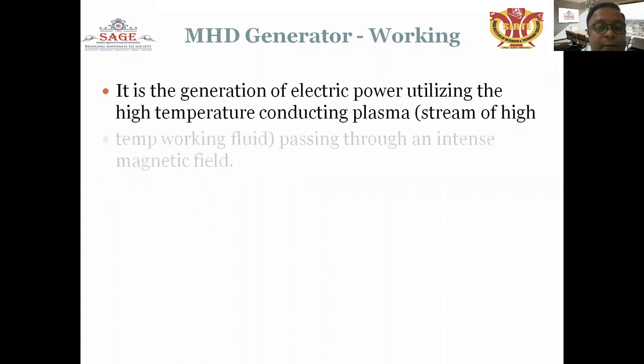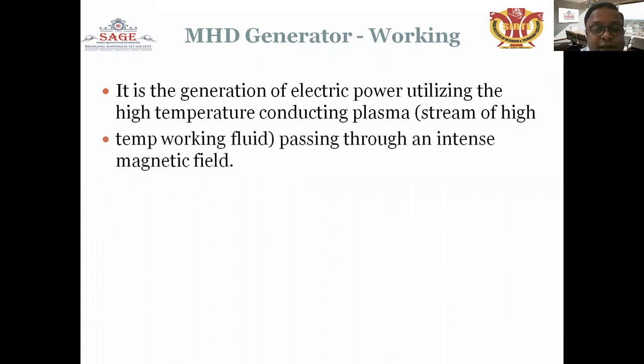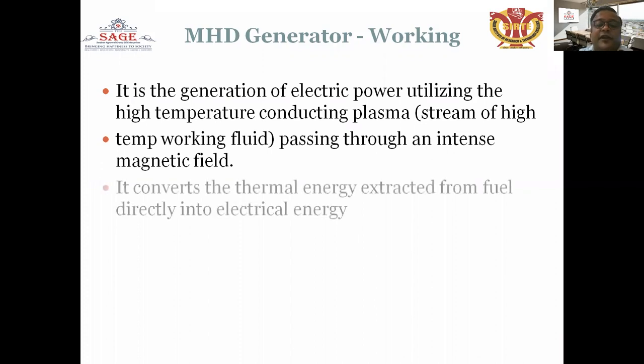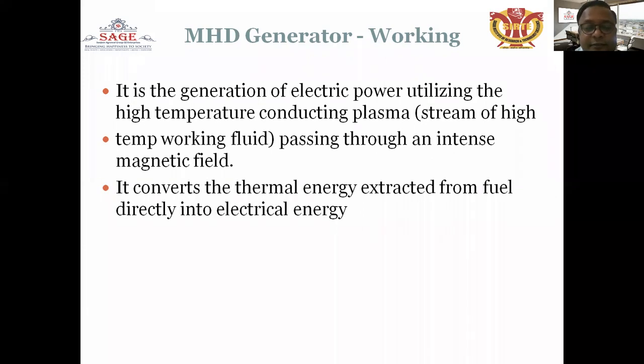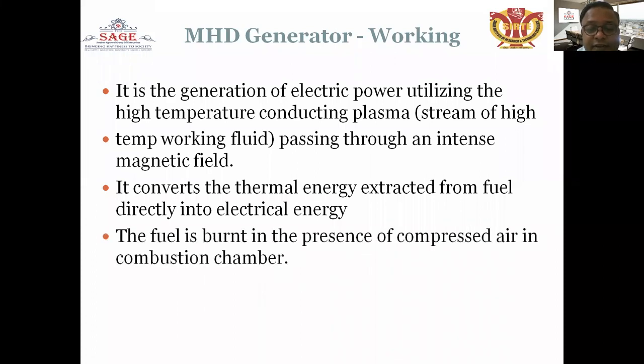It is the generation of electric power utilizing a high temperature conducting plasma stream, a high temperature working fluid, passing through an intense magnetic field. It converts the thermal energy extracted from the fuel directly into electrical energy. The fuel is burned in the presence of compressed air in the combustion chamber.